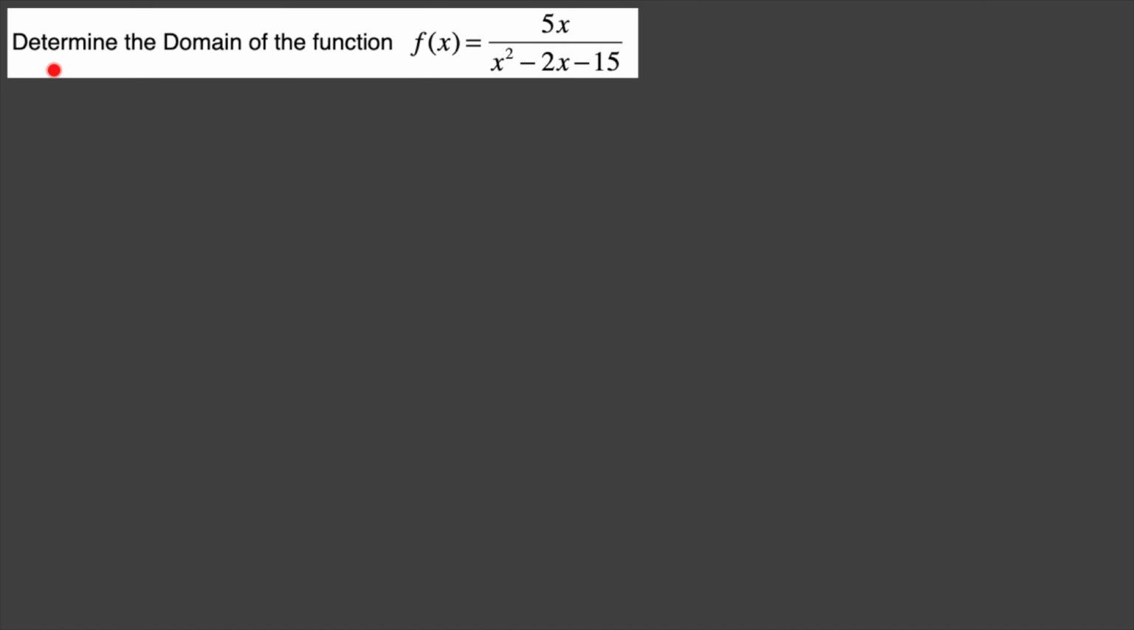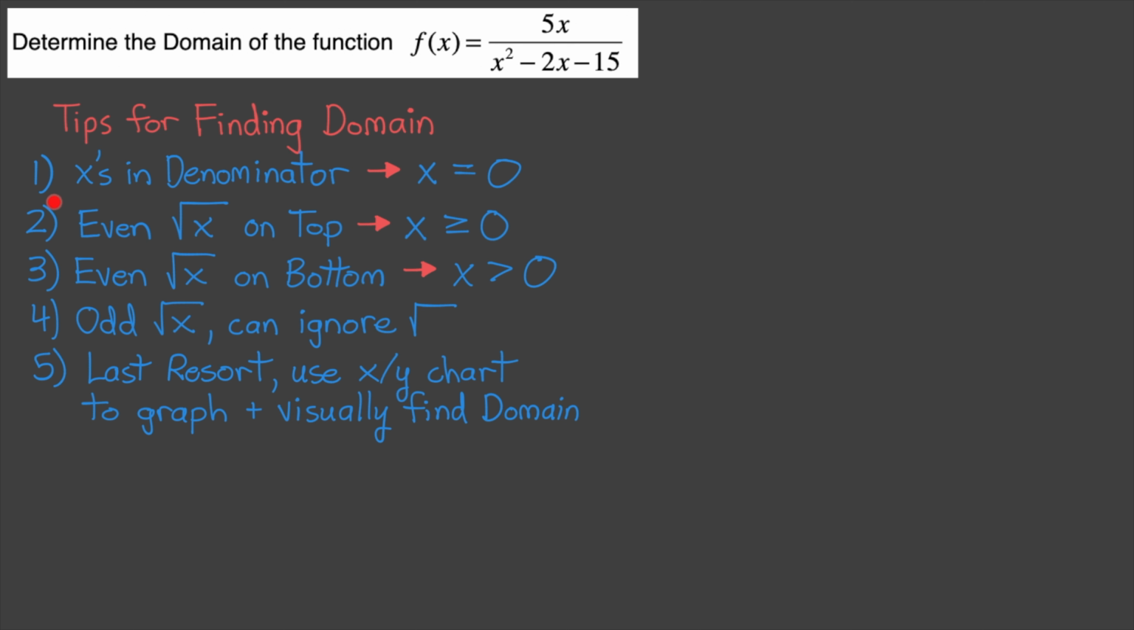This question says, determine the domain of the function f of x equals 5x all over x squared minus 2x minus 15. So here are some tips for finding domain. Tip number 1 says we look for x's in the denominator, which we do have here, and then we set the denominator equal to 0 and solve for x. And whatever we get for x, those x values are not in the domain of the function.